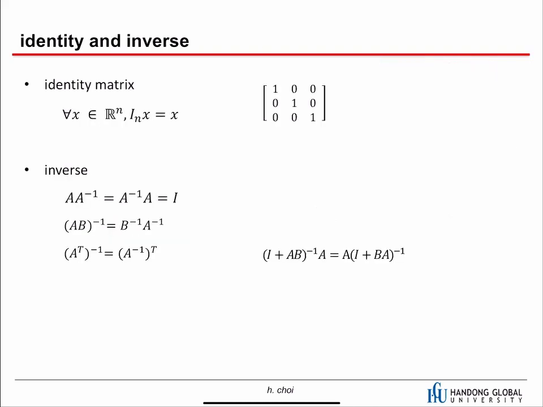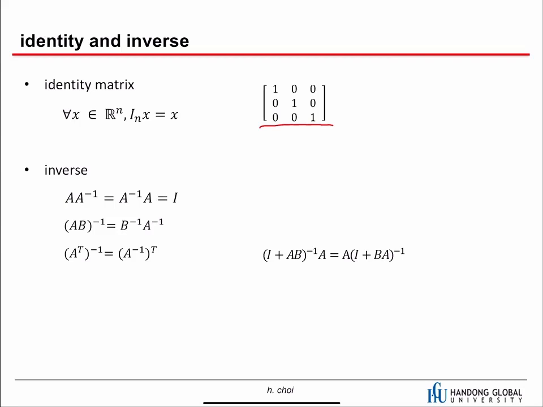Okay, and the next one is the identity matrix. I think you are already familiar with this identity matrix. In a 3 by 3 matrix, the identity matrix is this. Basically, the diagonal elements are 1s, and the other off-diagonal elements should be 0.